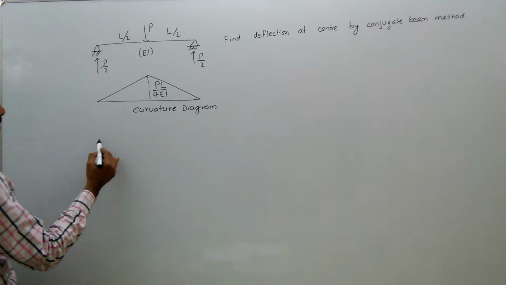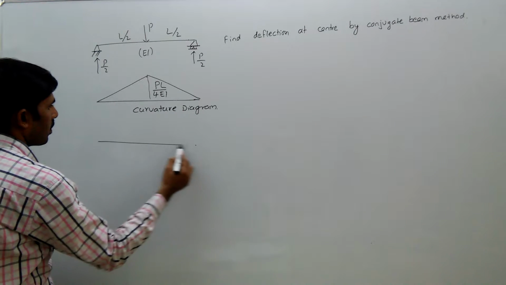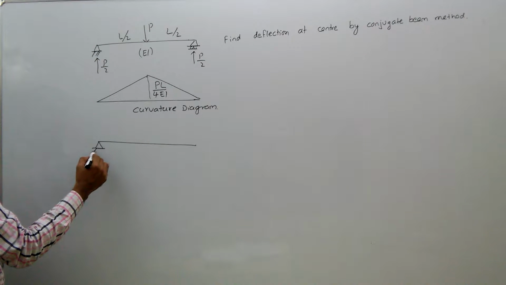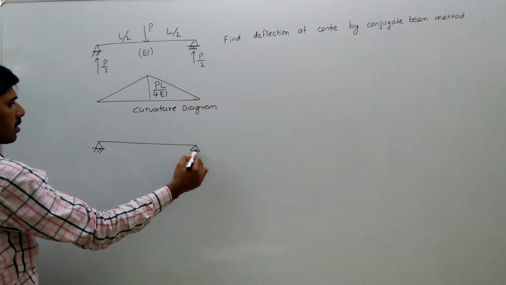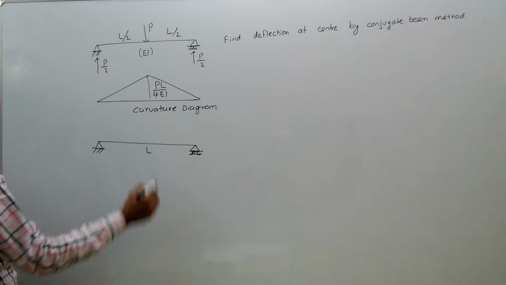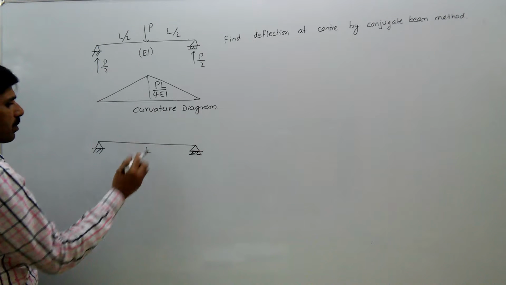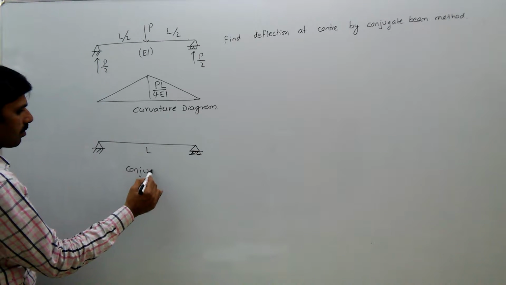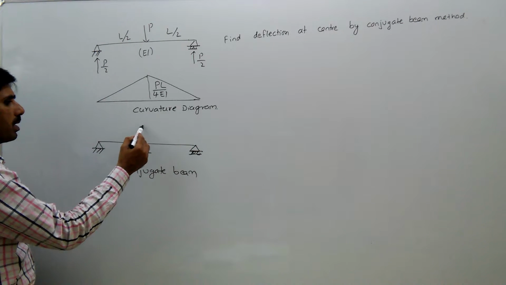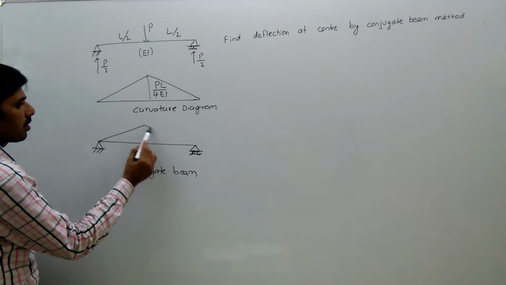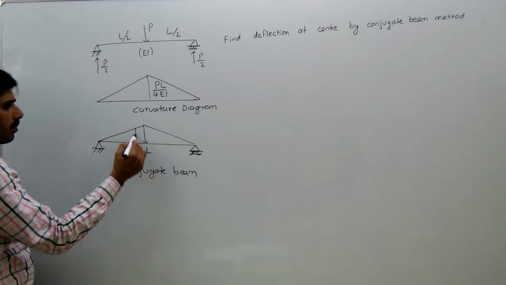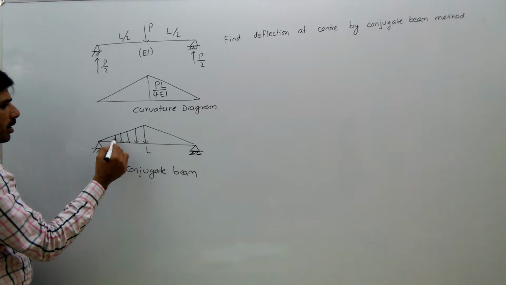Now the conjugate beam. In a simply supported beam, supports will not change. Simple supports in the real beam are simple supports in the conjugate beam. Now the loading on the conjugate beam. The loading on the conjugate beam is the curvature diagram. The curvature diagram becomes the loading diagram for the conjugate beam. This is the loading now.